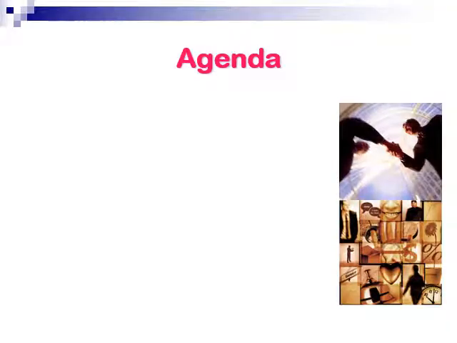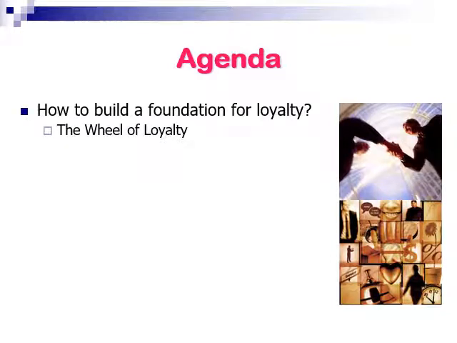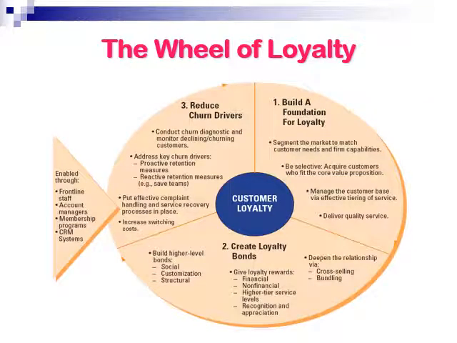Today, in part 2 of customer loyalty, we are going to focus on how to build a foundation for loyalty. In order to answer this question, I'm going to introduce the wheel of loyalty. As you can see, the wheel of loyalty includes three critical parts. Part 1, build a foundation for loyalty. Part 2, creating the loyalty bonds. Part 3, reducing churn drivers. In other words, reducing customer defection. So I'm going to introduce each part in detail.